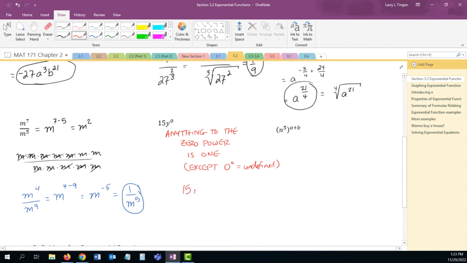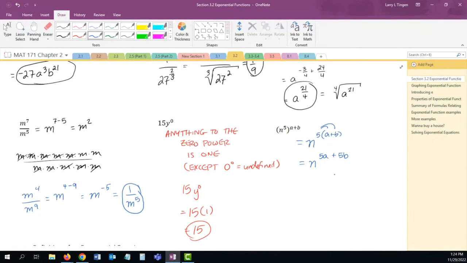So 15 times y to the 0 is 15 times 1, because anything to the 0 power is 1. So I just get 15. And then lastly, power to the power, same idea. n to the 5th, all raised to the a plus b, is n to the 5 times a plus b. Distribute the 5. That's n to the 5a plus 5b. And you can stop there. You have consolidated. You have a single factor of n.